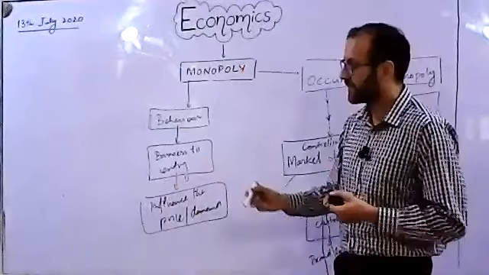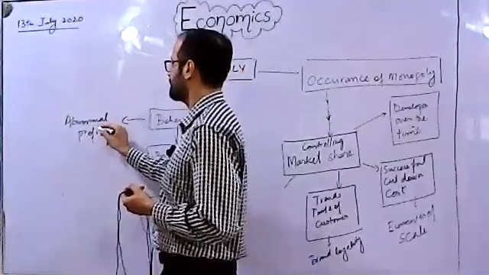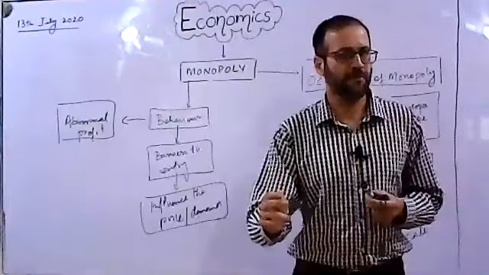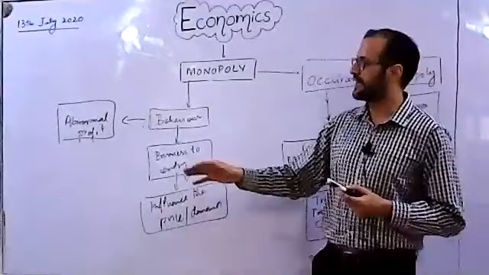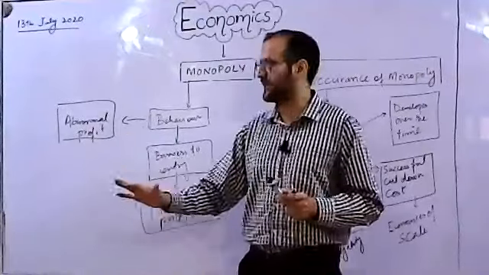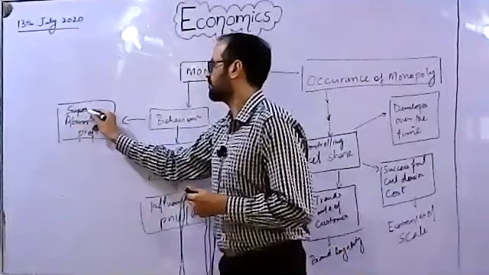Once again, the behavior of the monopoly comes when there are barriers to entry. We know that the monopolist is always earning an abnormal profit. We learned this in perfect competition. We have three types of profits: abnormal profit, normal profit, and subnormal profit. In your books, it can be known as supernormal profit, so it doesn't matter. Abnormal or supernormal, everything's okay.